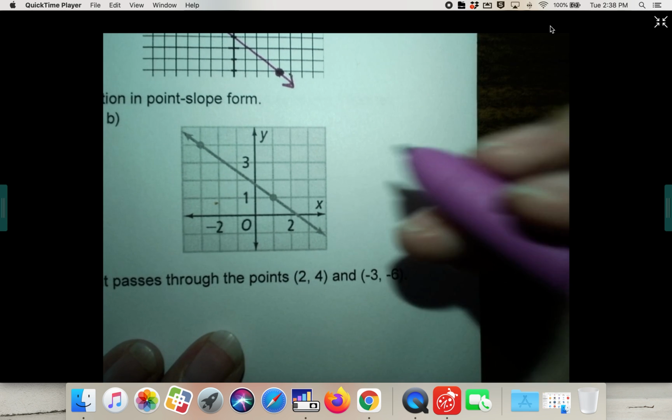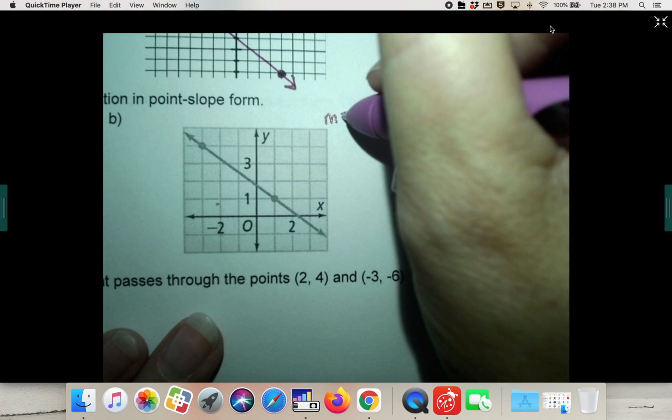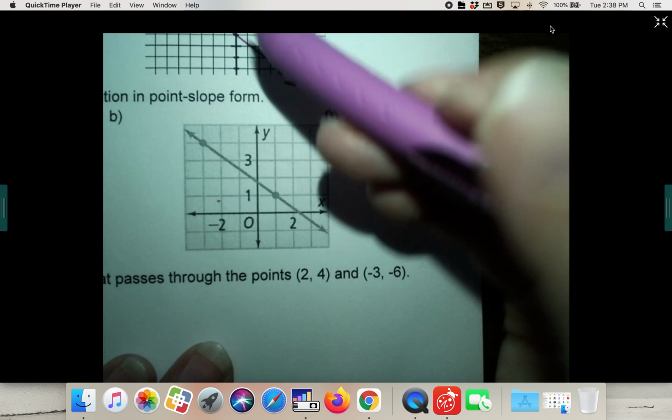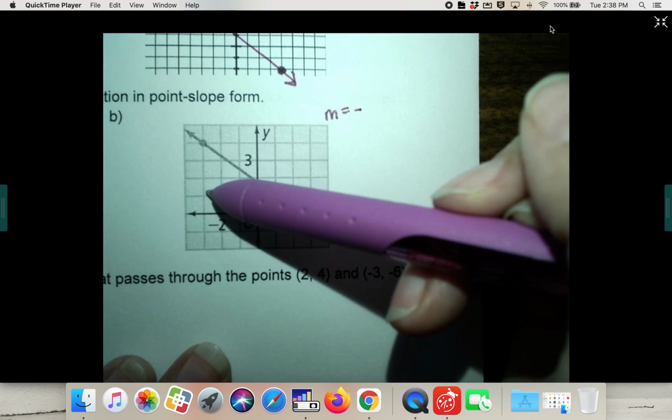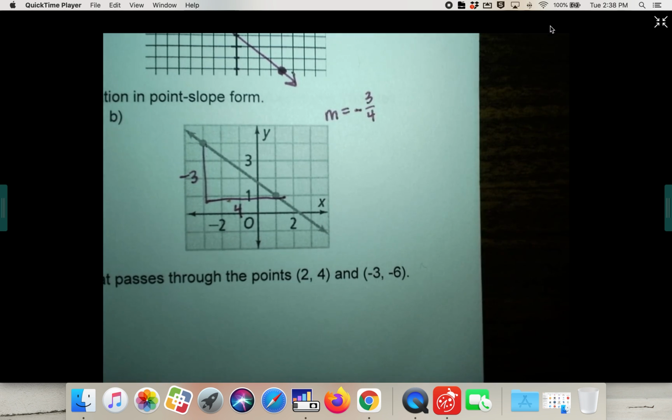All right, B. If you want to try B on your own, push pause and try B on your own. I know that it's a negative slope. So my slope, I need to write negative, is going down 1, 2, 3 over 1, 2, 3, 4. It's down 3 over 4, -3 over 4.